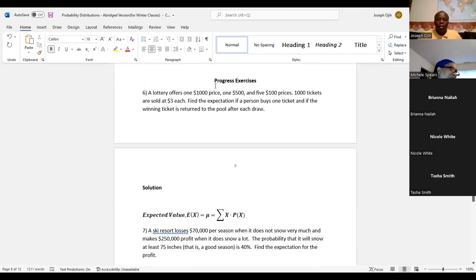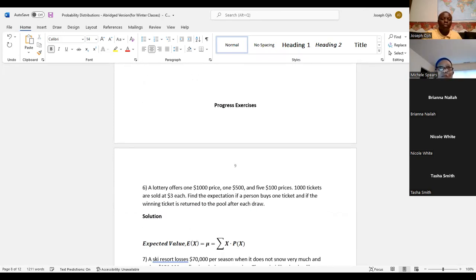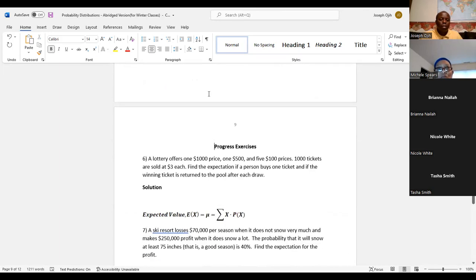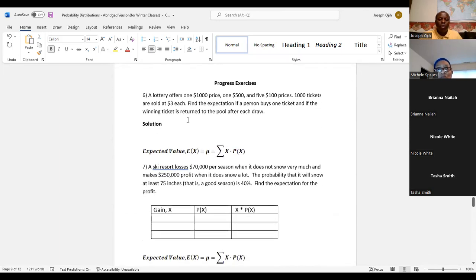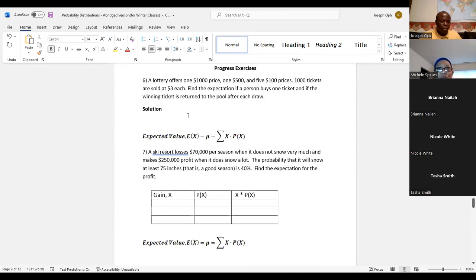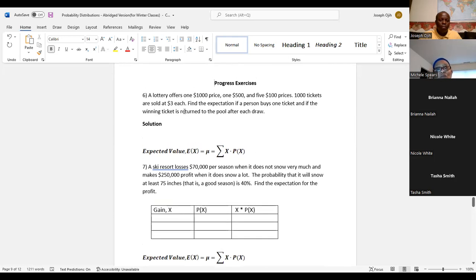So let us apply it to 2 examples. The first example will have to do with the lottery. It says, a lottery offers, make it bigger.